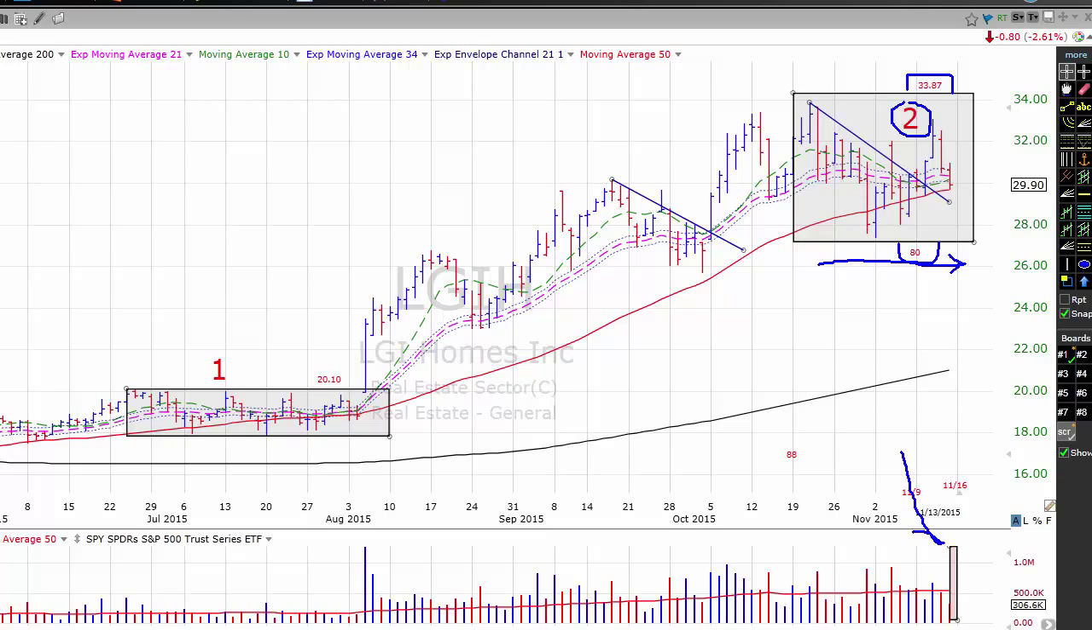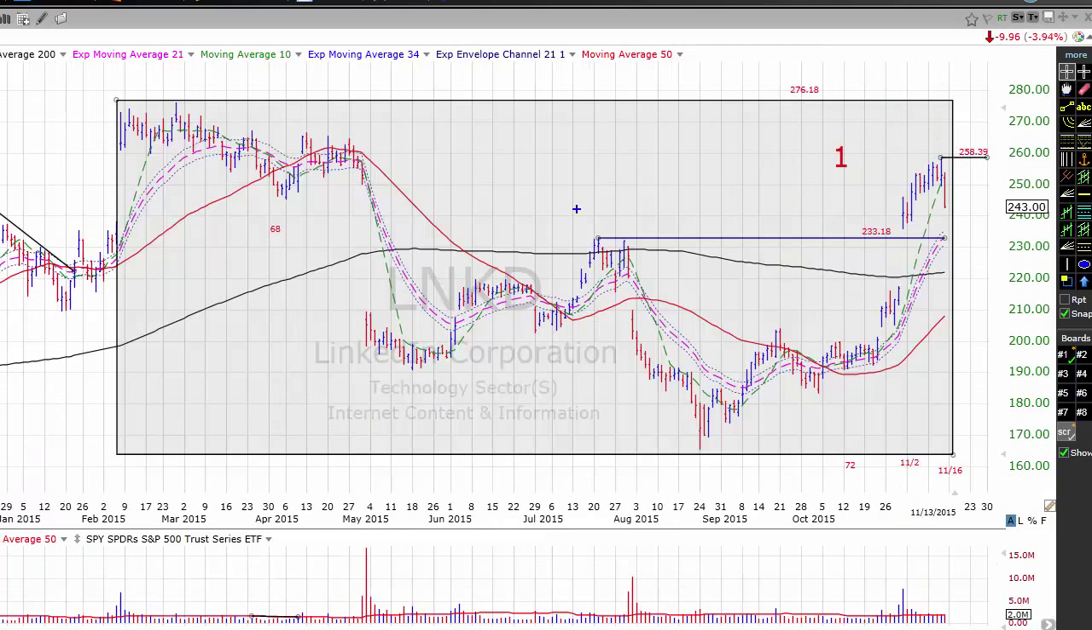Notice this little box. This indicates that the market went onto a sell signal at this point. And so we're not in any hurry to buy LG Homes or any other stock at this point. All we're doing is putting together a watch list so that when the market goes back to a buy signal, we have something available to buy.